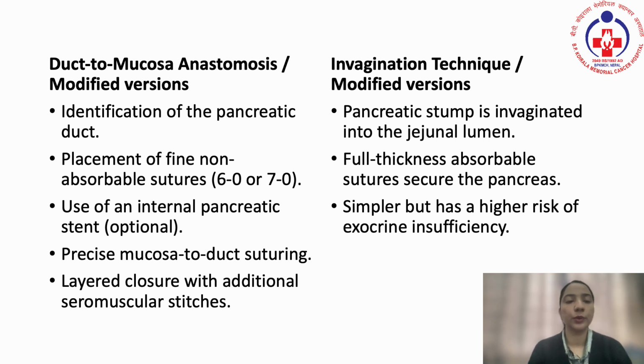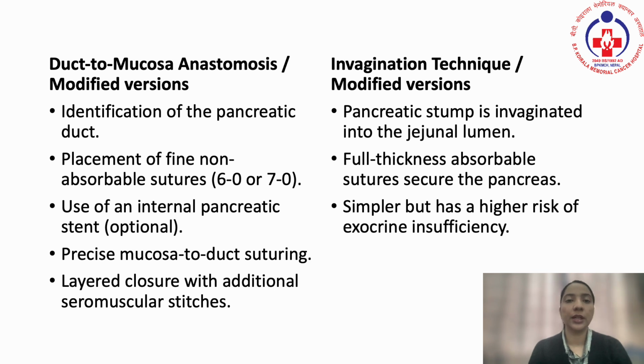And in the duct to mucosa technique, whichever modification is used, the basis is the duct to mucosa technique, which is usually done with a fine absorbable suture of size about 6-0 to 7-0, and in some cases they use an internal pancreatic stent, which is optional. The precise duct to mucosa suturing is done, and layer closure with additional seromuscular stitches is done. That is also variable with various versions.